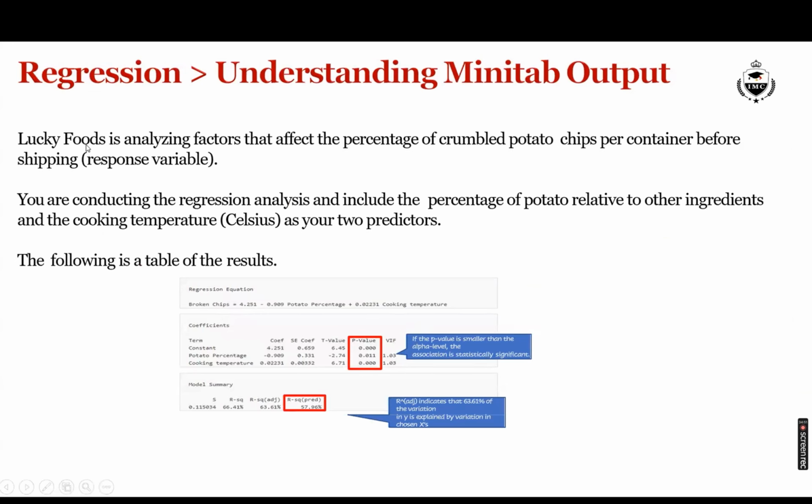Regression, another example. Lucky Foods is analyzing factors that affect the percentage of crumbled potato chips per container before shipping. If you are conducting the regression analysis and include the percentage of potato relative to the cooking temperature as your two predictors, we are producing crumbled potato chips and we have two predictors, that is two X's, two inputs: percentage of potato, that is the quantity of the potato, and the cooking temperature.